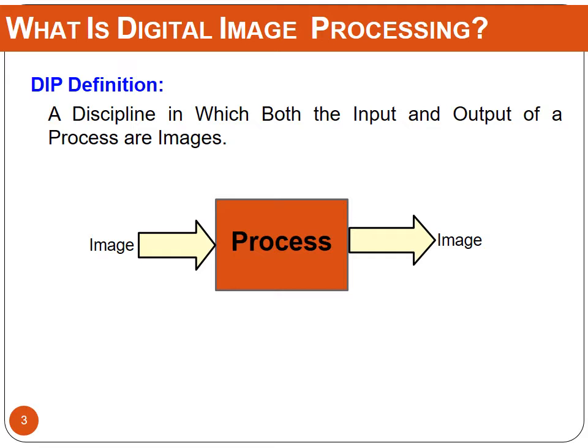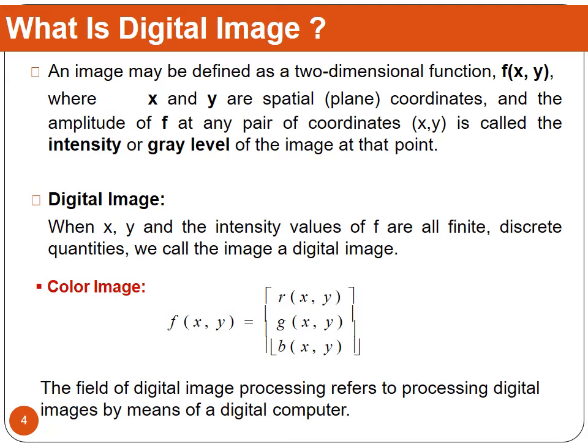So next one is what is a digital image. One of the important points to be noted in digital image processing is that both our input and output will be an image. So what is a digital image? We are representing it in the form of x and y coordinates, either in spatial coordinates or otherwise. We will have x and y and intensity values of f, which are finite and discrete quantities, whereas in the case of a color image we can represent it in the form of RGB models or CMY models.